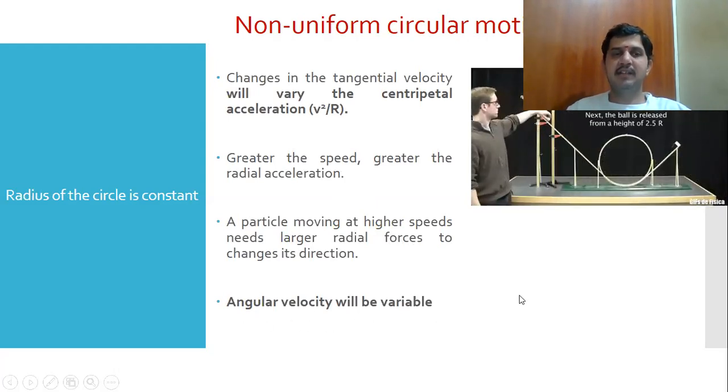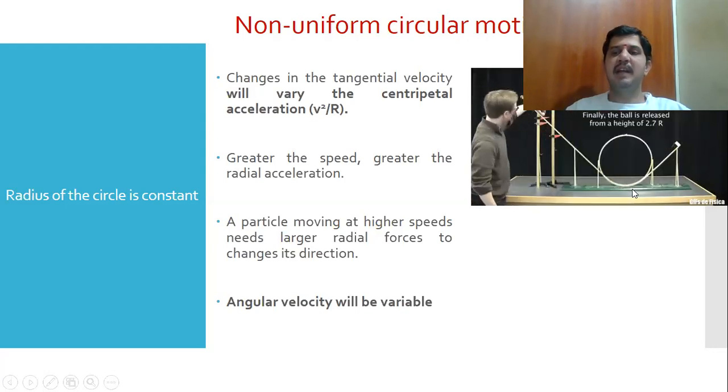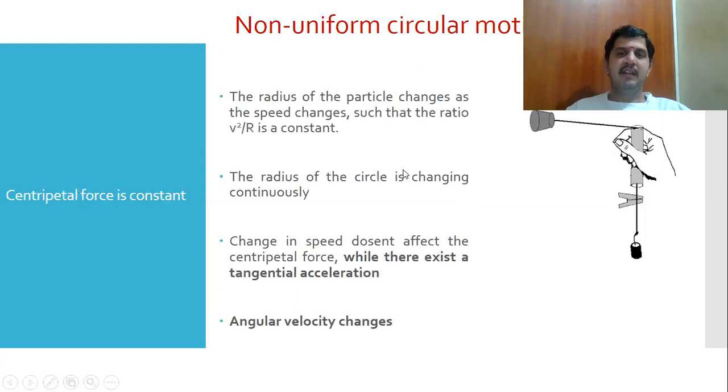What do you mean by angular velocity? We had already seen that angular velocity is nothing but v divided by r. Since the value of r is a constant, but the value of v is variable, angular velocity is a variable, right? Okay, then let us look at the second possibility of a circular motion.